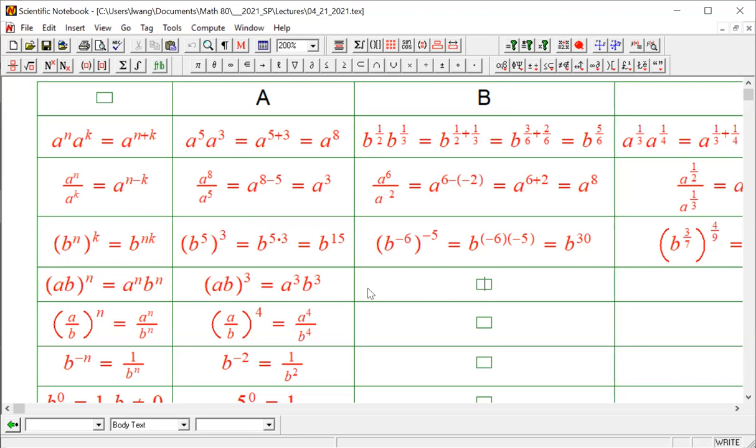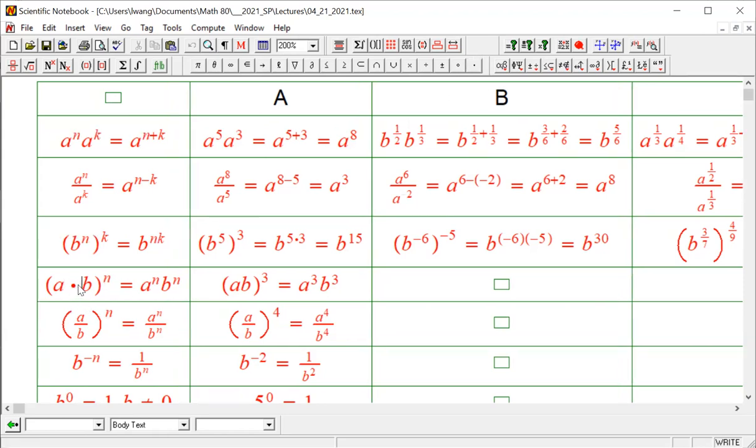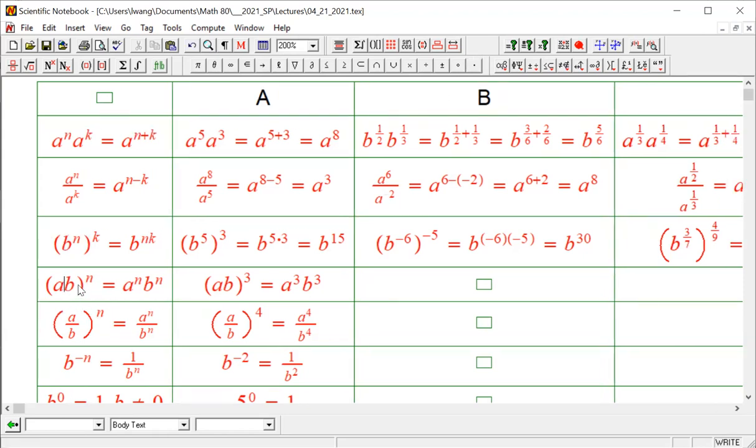So let's look at the next row, column B. When we have a power to a product, so a times b, remember, this is a times b, not a plus b. It doesn't work for a plus b. So it's a times b. We derive the formula and apply that to it. So next, we're going to see a little bit of complication.